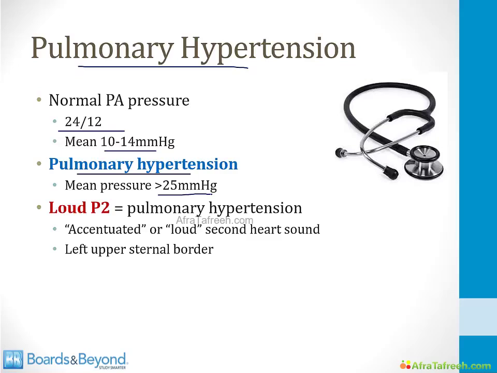And for step 1 of your exam, one of the most important things to know is that the classic physical exam finding of a patient with pulmonary hypertension is a loud P2, meaning a loud pulmonary component of the second heart sound. They may say the patient has a loud P2, they may just say the patient has an accentuated or loud second heart sound. It's classically heard best at the left upper sternal border, and so if you read a description of any of these things, they are trying to tell you that the patient has pulmonary hypertension.